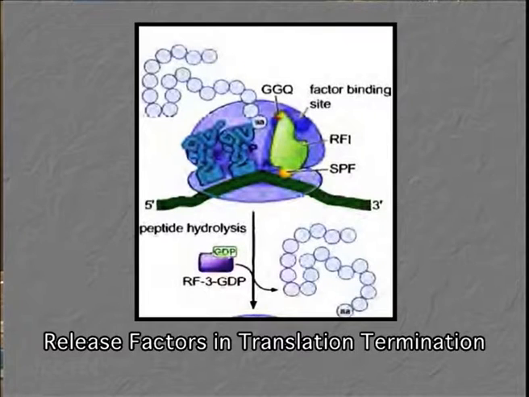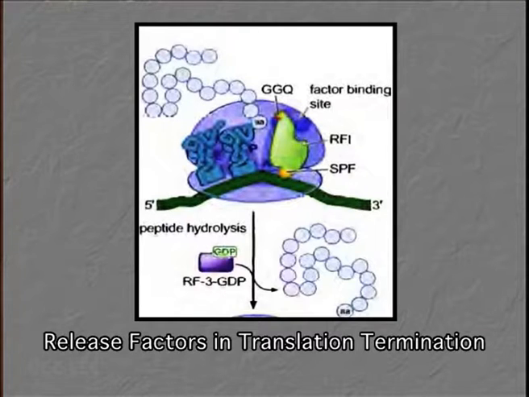Ma'am, what are the functions of the different release factors? We do have generally two different classes of release factors in prokaryotes. Number one is called class 1 release factors. They can be of two types, RF1 and RF2. And next is the class 2 release factor, which is denoted as RF3.